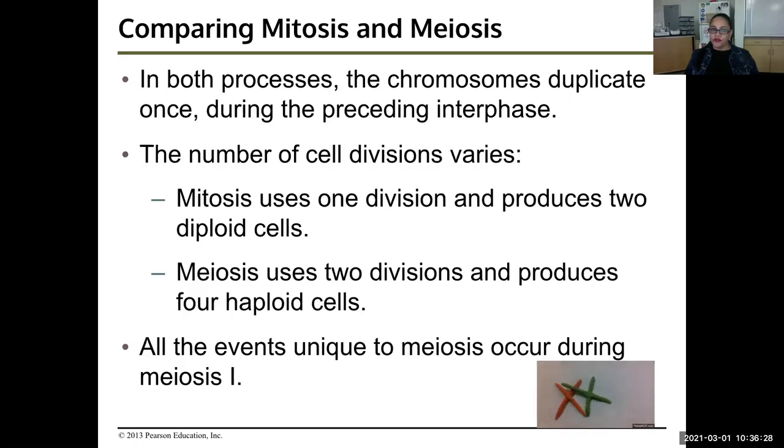So when we compare the two, in both processes, the chromosomes duplicate once during the preceding interphase, but the number of cell divisions varies. Mitosis uses 1 cell division and produces 2 diploid cells. Meiosis uses 2 divisions and produces 4 haploid cells. And all the events unique to meiosis, like crossing over, occur during meiosis 1.